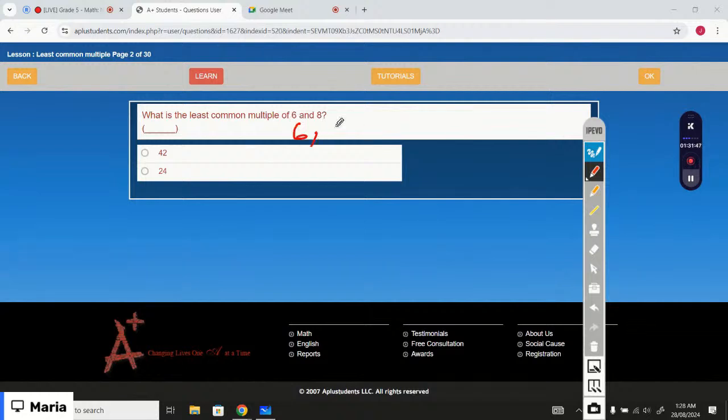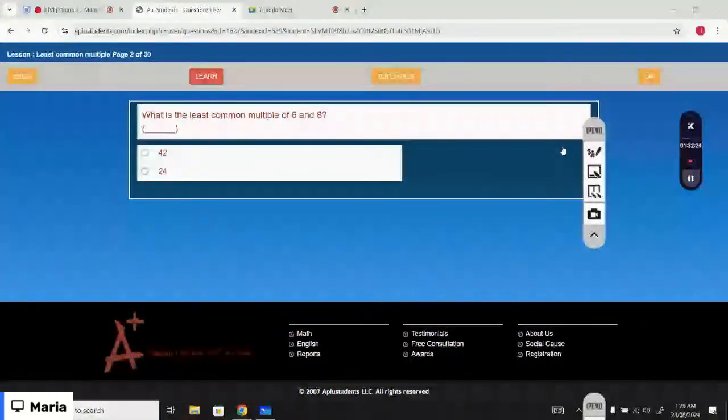6 times 1 is 6, 6 times 2 is 12, 6 times 3 is 18, 6 times 4 is 24. 8 times 1 is 8, 2 is 16, 3 is 24. So the correct option is 24, right? They have more than one common multiple, but the least one, the smaller one, is 24. If you continue the table, you can find more, like 48. So when they have a common factor, they have more than one common multiple. The correct option in this case is 24.